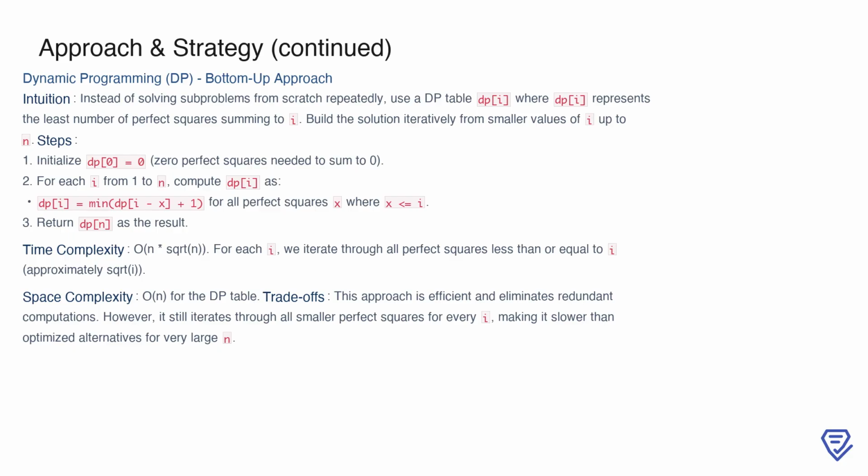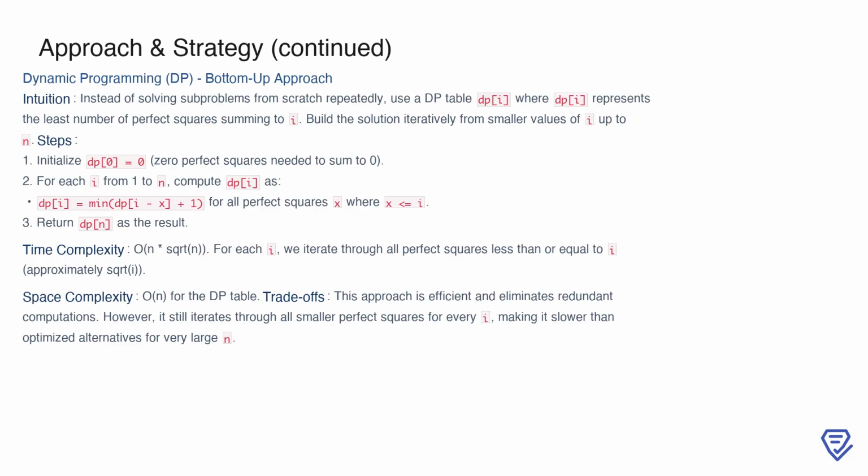A more efficient strategy is to use dynamic programming with a bottom-up approach. The intuition here is to avoid solving the same subproblem multiple times by storing solutions to smaller subproblems in a DP table. We define dp[i] as the least number of perfect squares that sum to i. To build this table, we start with the base case dp[0] equals 0, since 0 perfect squares are needed to sum to 0. From there, for each number i from 1 to n, we calculate dp[i] by iterating through all perfect squares less than or equal to i. For each perfect square, we determine the minimum value of dp[i - x] plus 1, where x is the perfect square.